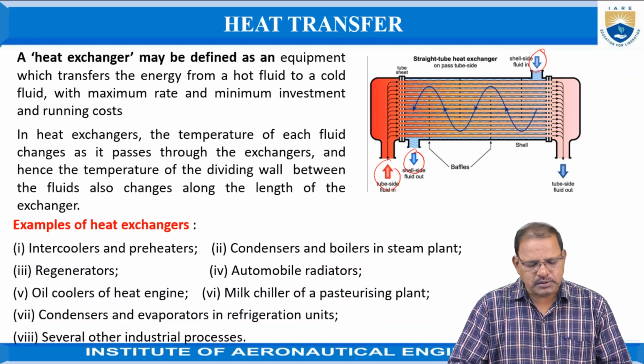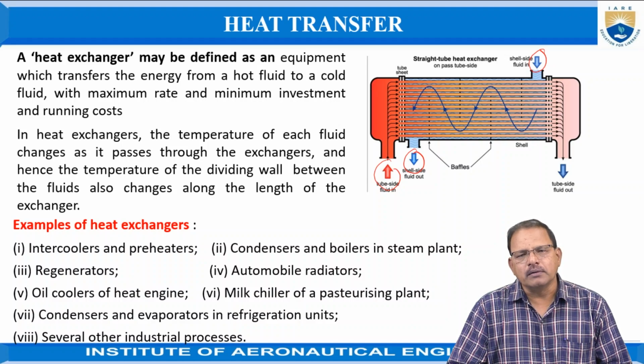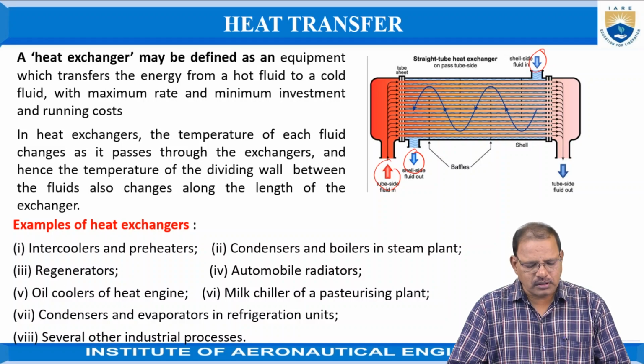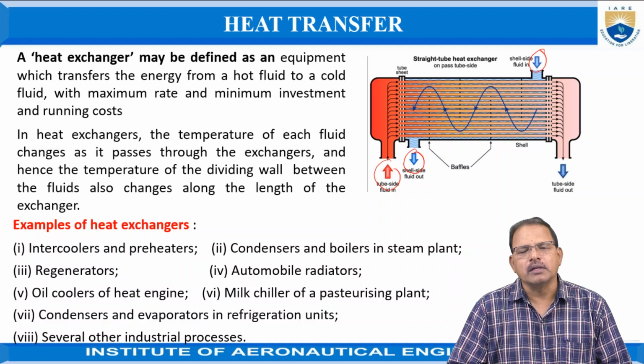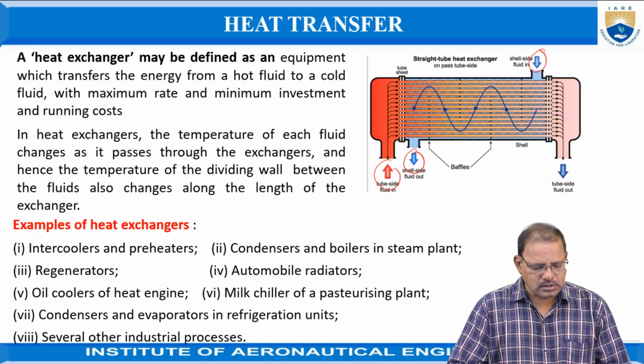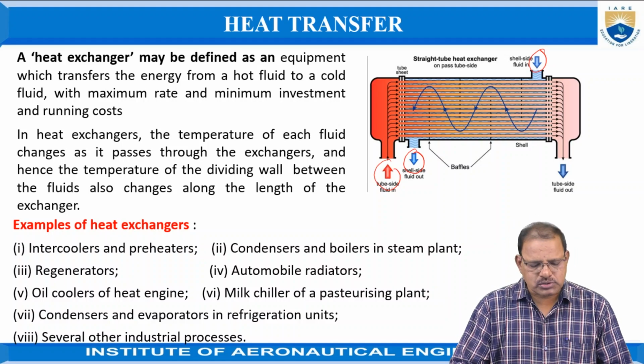The main examples of heat exchangers are intercoolers and preheaters. These intercoolers and preheaters are generally used in turbines, regenerators, condensers, and boilers, which are used in steam power plants. Oil coolers are used in automobile engineering, as are milk chillers and pasteurizing plants. Several other industrial applications, particularly in chemical industries, also use them.